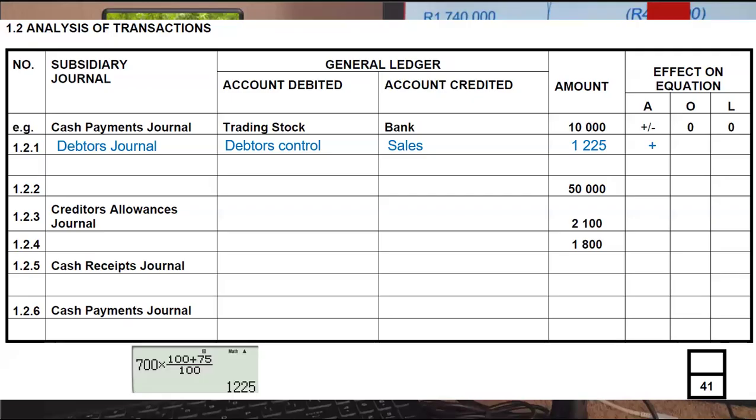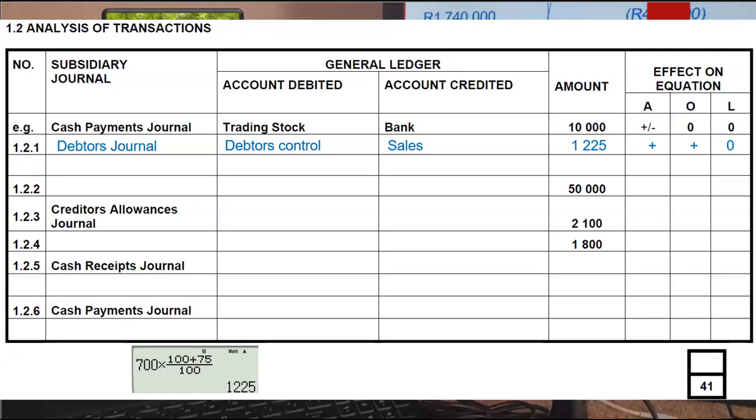Here, liabilities are not affected. We're not owing anybody here. As the business, we are not owing anybody. Actually, as a matter of fact, we are being owed. And when we are owed, it affects our assets. Therefore, your liabilities will just be zero. That's it, ladies and gentlemen.